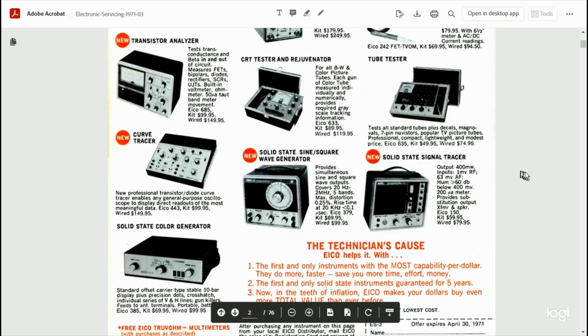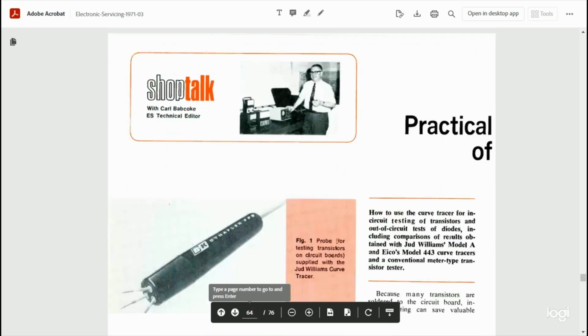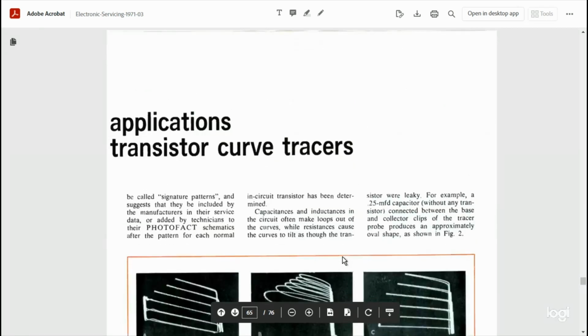The nice part is once you get to these pages for these PF Reporter, they usually have ads on the current new releases of the particular devices that are being sold at that time. And in March 71, this shows the Eico 443 curve tracer. And in this magazine in particular, on PDF page 64, if I could jump to that, it has an article called Practical Application of Transistor Curve Tracers. It's made in a book view.